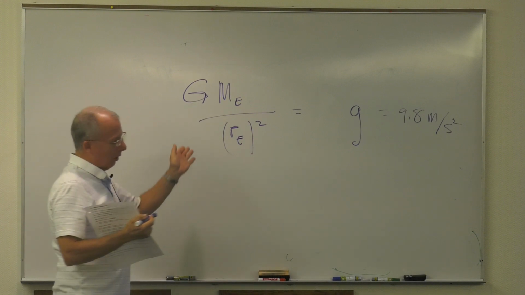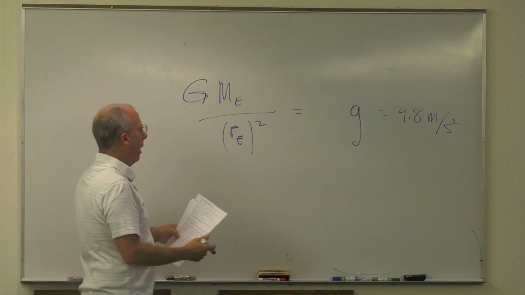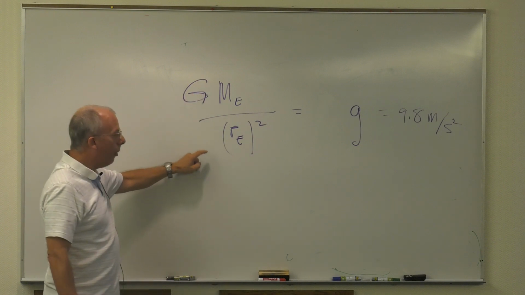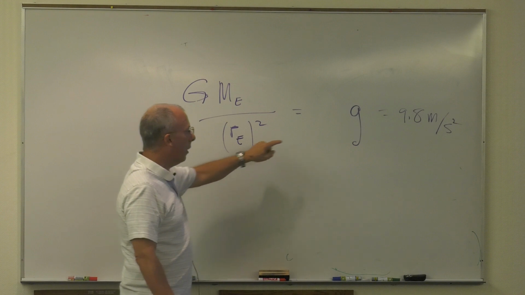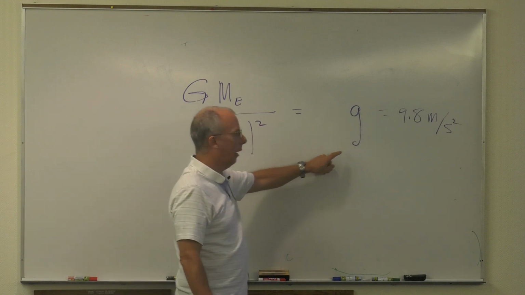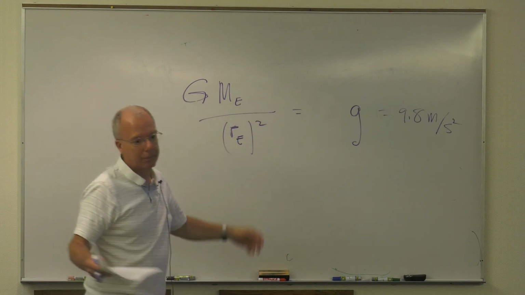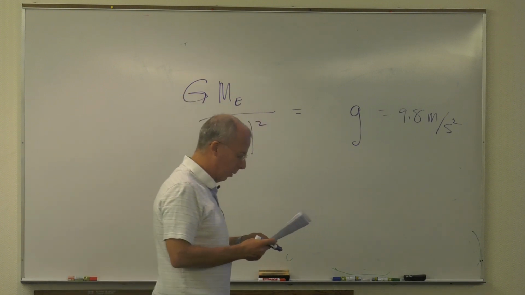So many years ago, the scientists had a pretty good idea what uppercase G was. They had a pretty good idea what the radius of the Earth was. They had a pretty good idea for what little g was. So they used this equation to figure out the mass of the Earth. So anyway, that's cool.